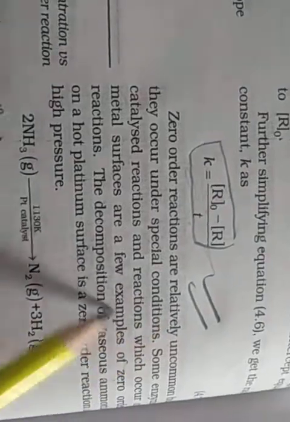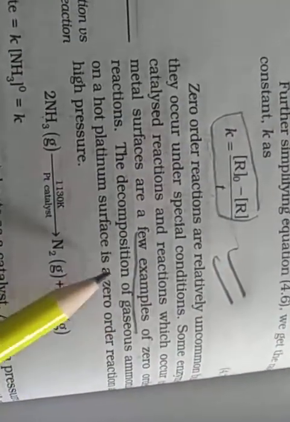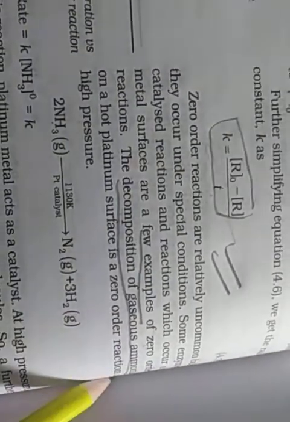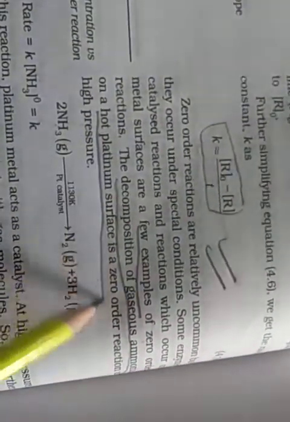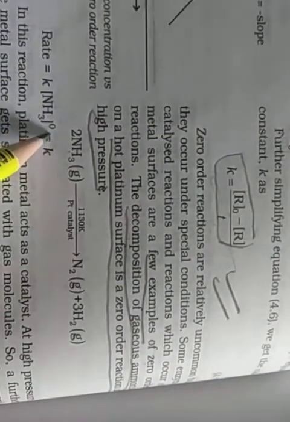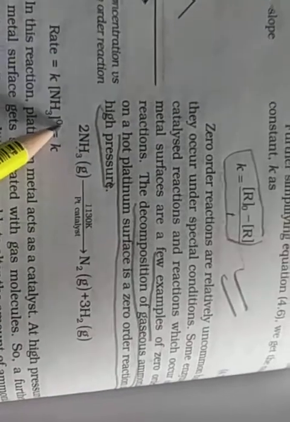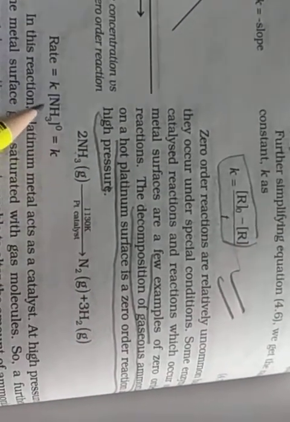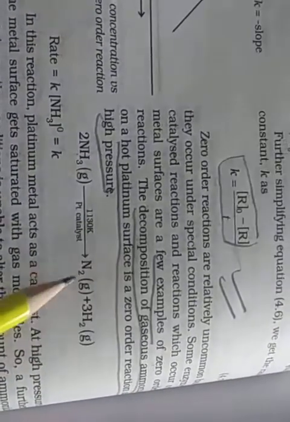Here, first see a few examples. First is the decomposition of gaseous ammonia on a hot platinum surface, which is a zero order reaction. At high pressure, 2NH3 gas at a temperature of 1130 Kelvin with platinum catalyst converts into nitrogen and then hydrogen. So this is the example. The rate is k times NH3 reactant to the power 0, which means the rate of reaction depends on the zero exponent of the reactant, that is, it does not depend on the concentration of the reactant.